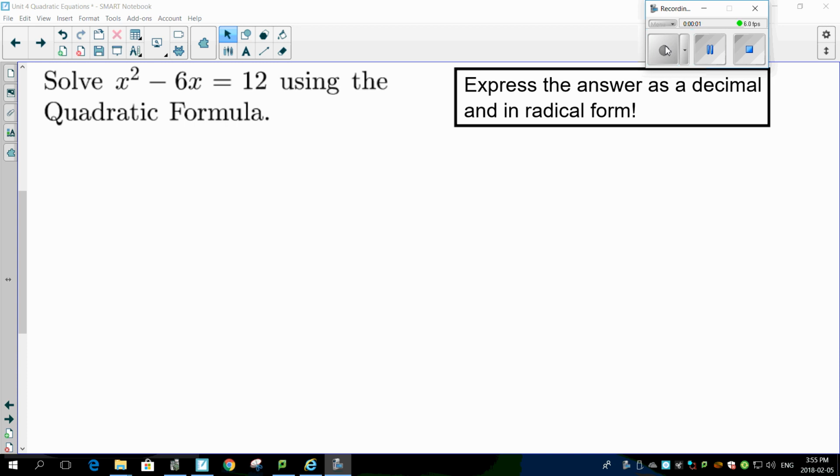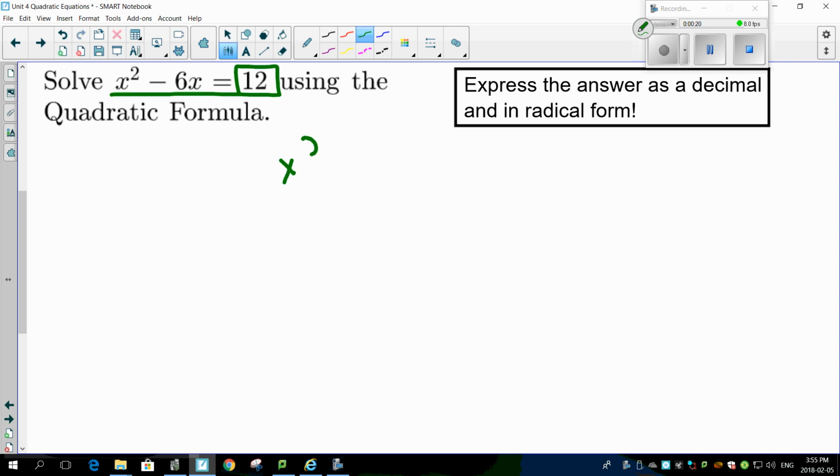So I want to look at another question using the quadratic formula, but I want to show you something. Remember, it has to be in standard form. And look, this isn't in standard form. In order to be in standard form, everything's got to be on one side of the equation, and it has to equal 0. So that means you have to move the 12 over. Well, that's fine. That becomes x squared minus 6x minus 12. Now, that equals 0.